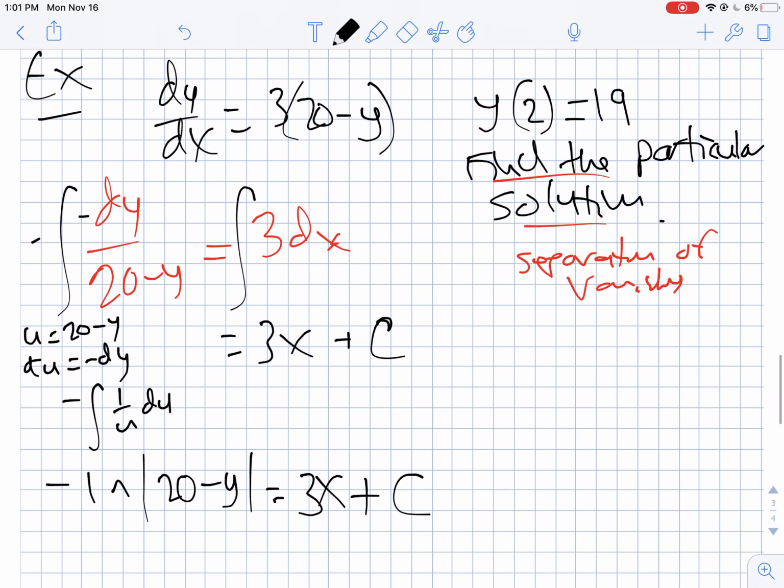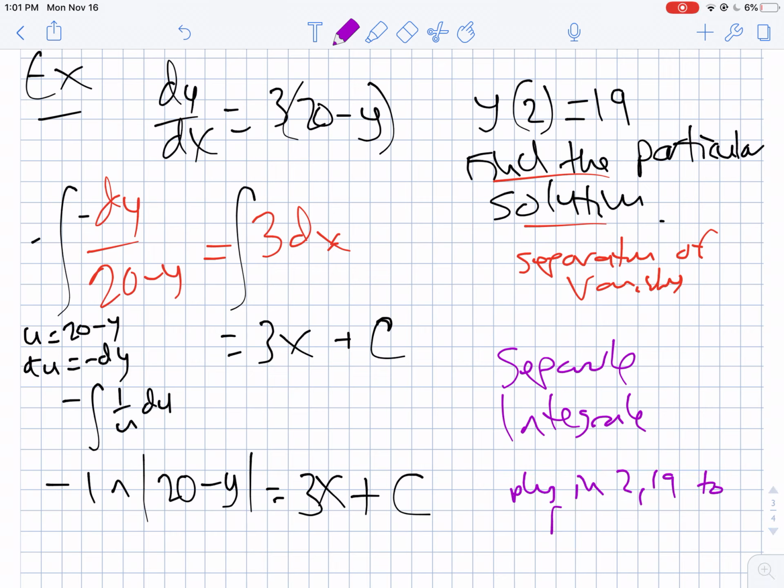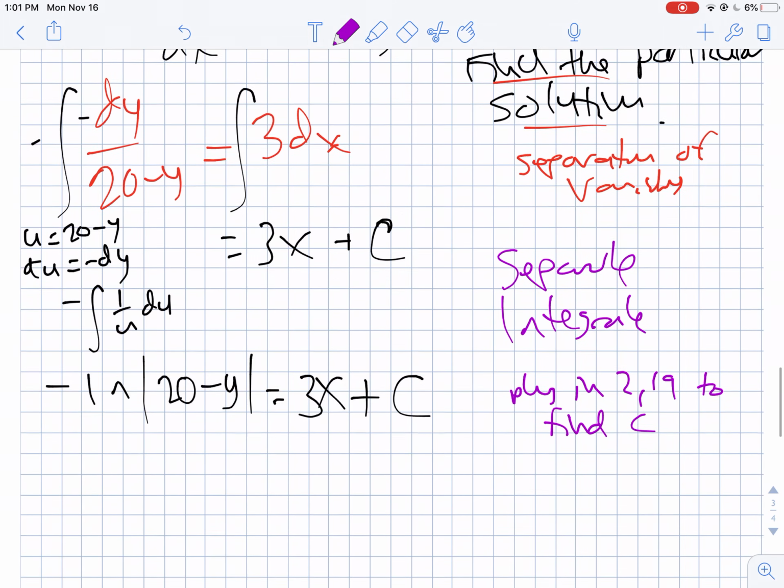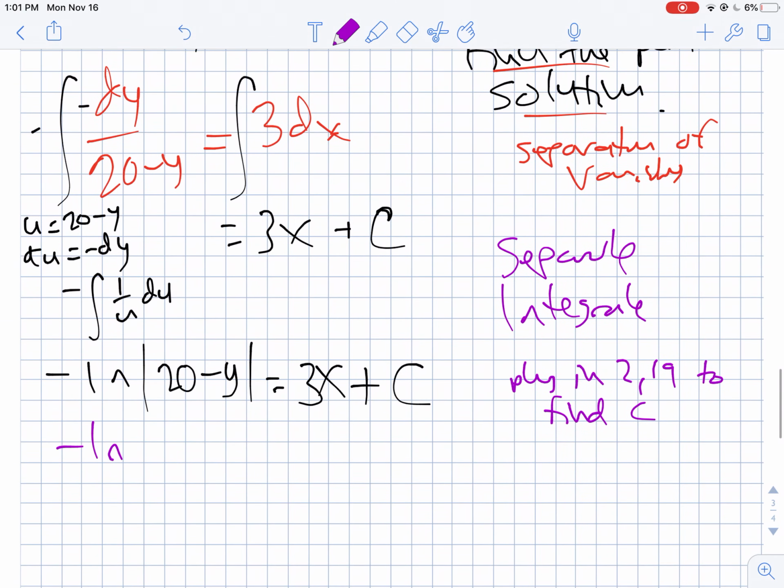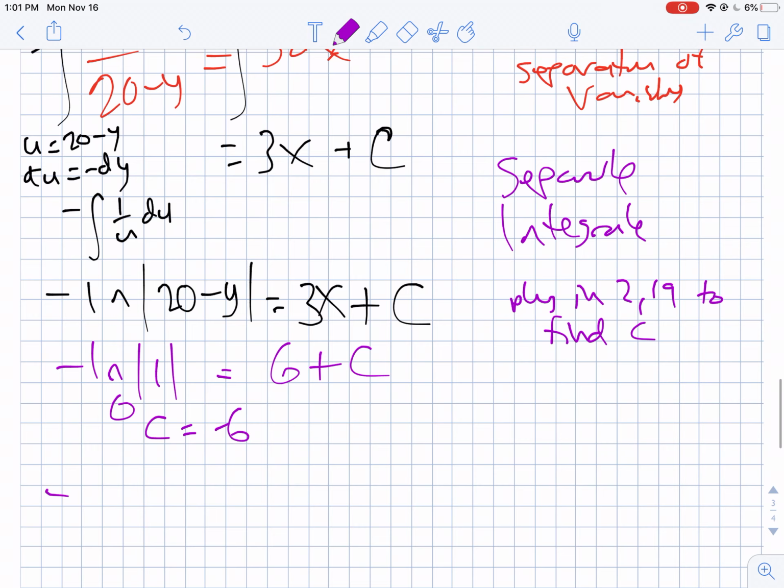Okay, cool. So let's see. We separated. We integrated. Now before we solve, we just kind of do the step 2b. We're going to plug in the 2, 19 to find out what c is. So negative ln 20 minus 19 is natural log of 1 equals 6 plus c. Now the natural log of 1 you know is 0, so c equals negative 6 because that's 0. Okay, so that tells me negative ln of 20 minus y equals 3x minus 6.